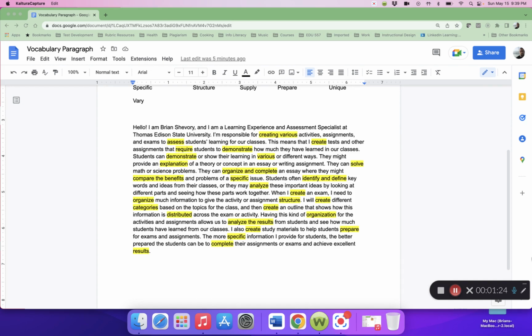I also create study materials to help the students prepare for exams and assignments. The more specific information I provide for students, the better prepared the students can be to complete their assignments or exams and achieve excellent results.